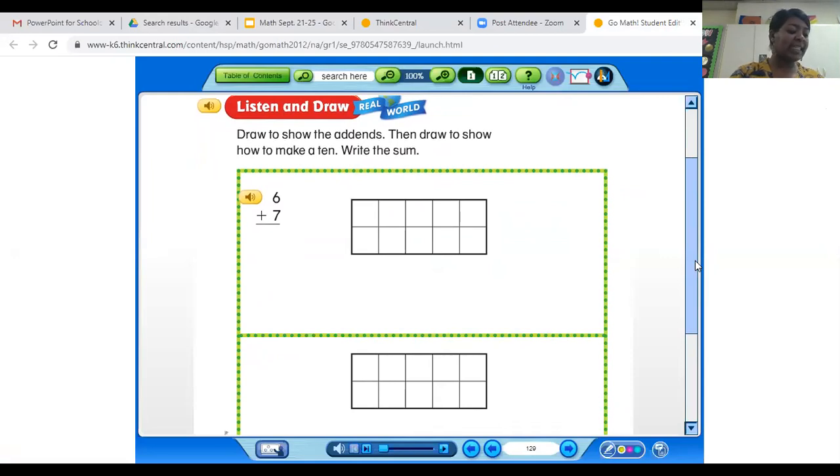Sean has 6 big paper clips and 7 small paper clips. How many paper clips does he have? So he has 6 that are big and he has 7 that are small. So what we're going to do, we're going to use our 10 frame to help us figure out the answer to this problem.